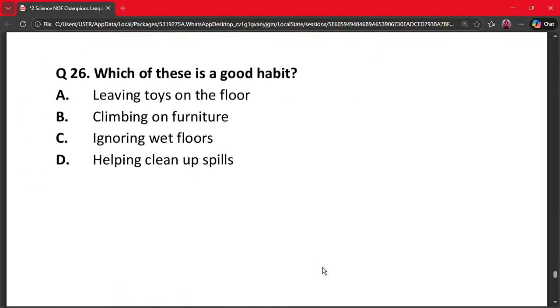The next question is question 26. Which of these is a good habit? A. Leaving toys on the floor. B. Climbing on furniture. C. Ignoring wet floors. And D. Helping clean up spills. The correct answer is option D. Helping clean spills prevents accidents and keeps the house safe. Therefore, the correct answer is option D.